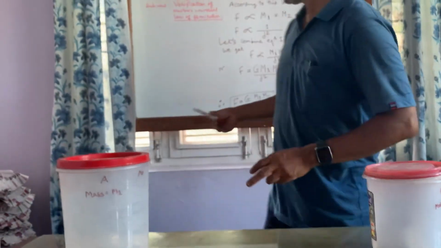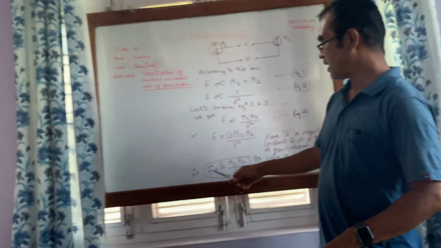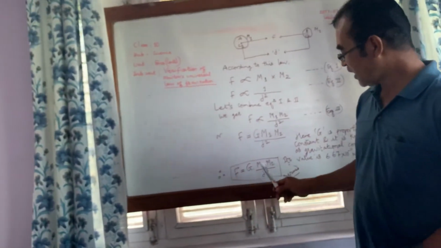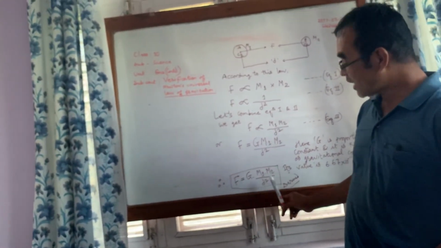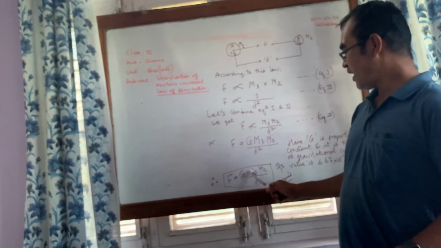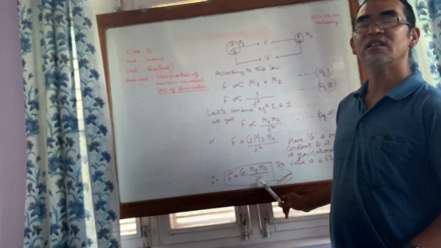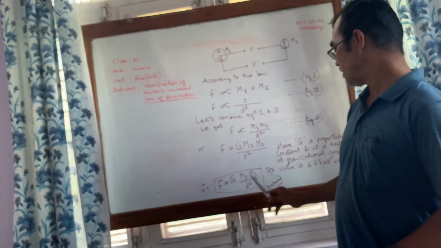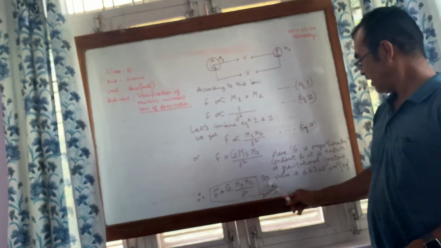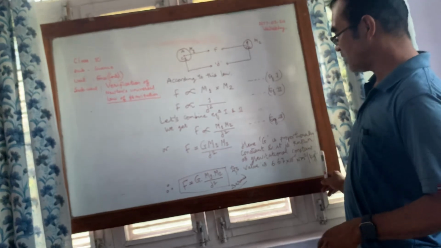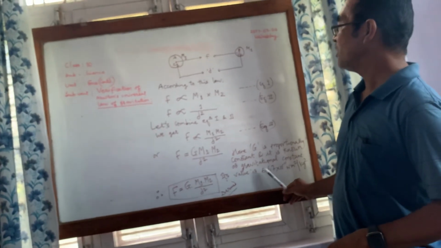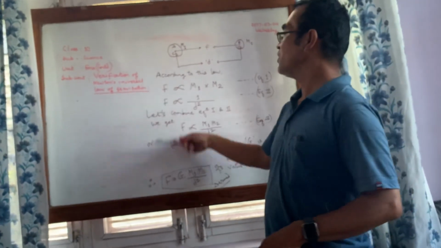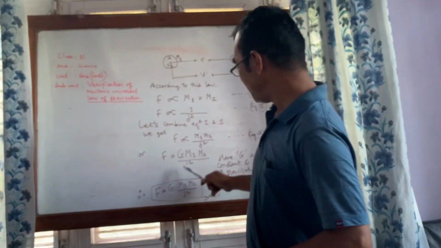Its mathematical form is F is equal to capital G m1 m2 by d square, where m1, m2, and d are variables, but G remains constant. This value is always the same. In this way, Newton's universal law of gravitation can be verified.